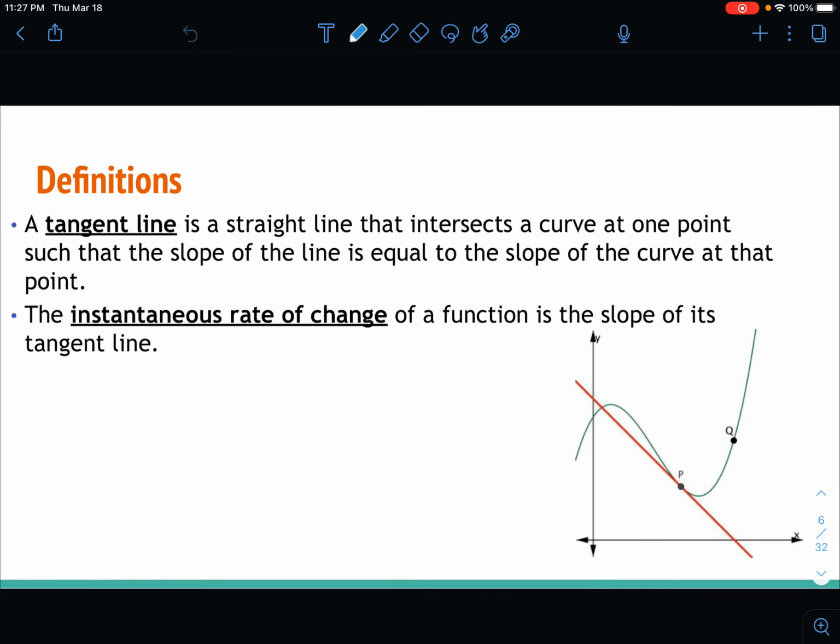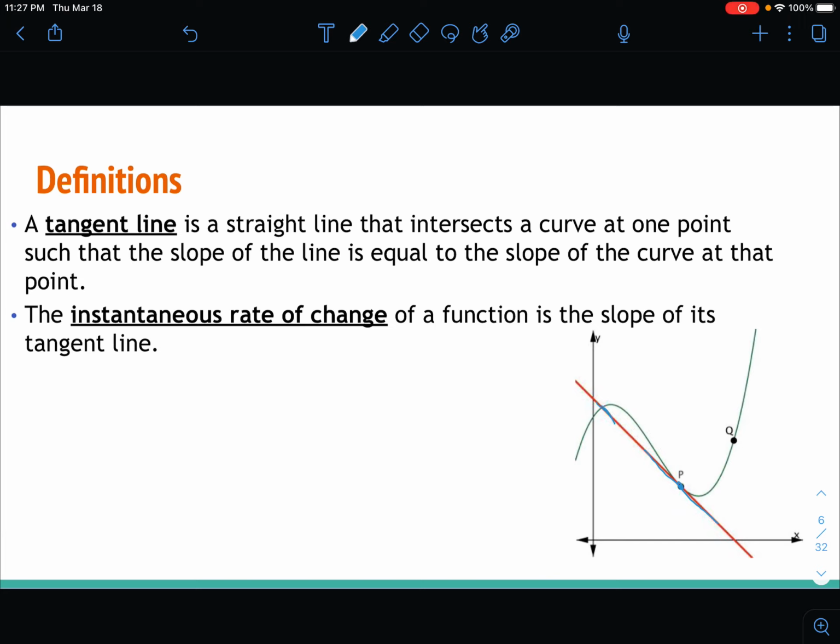So a couple of definitions, I'd like you to make sure that you pause and copy these down into your notes. A tangent line, you may recall, is a straight line that intersects a curve at one point, such that the slope of the line is equal to the slope of the curve at that point. So we can see here at point P, we have this tangent line, and it's touching only right here at P, which is the point of tangency.